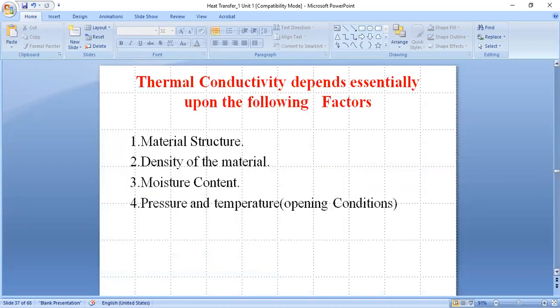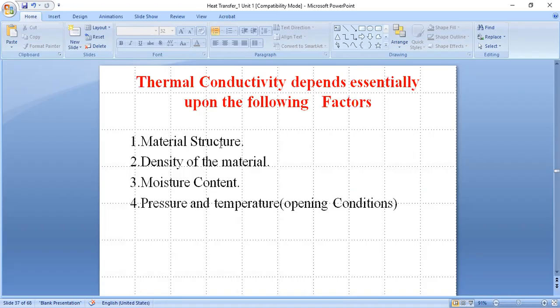Thermal conductivity depends essentially upon the following factors. First one will be material structure, density of the material, moisture content, pressure and temperature conditions. See, thermal conductivity, you have to know how much amount of heat can transfer. That is called thermal conductivity. You have material structure. For example, in a solid body, the molecules will be bonded very closely. That is called material structure.